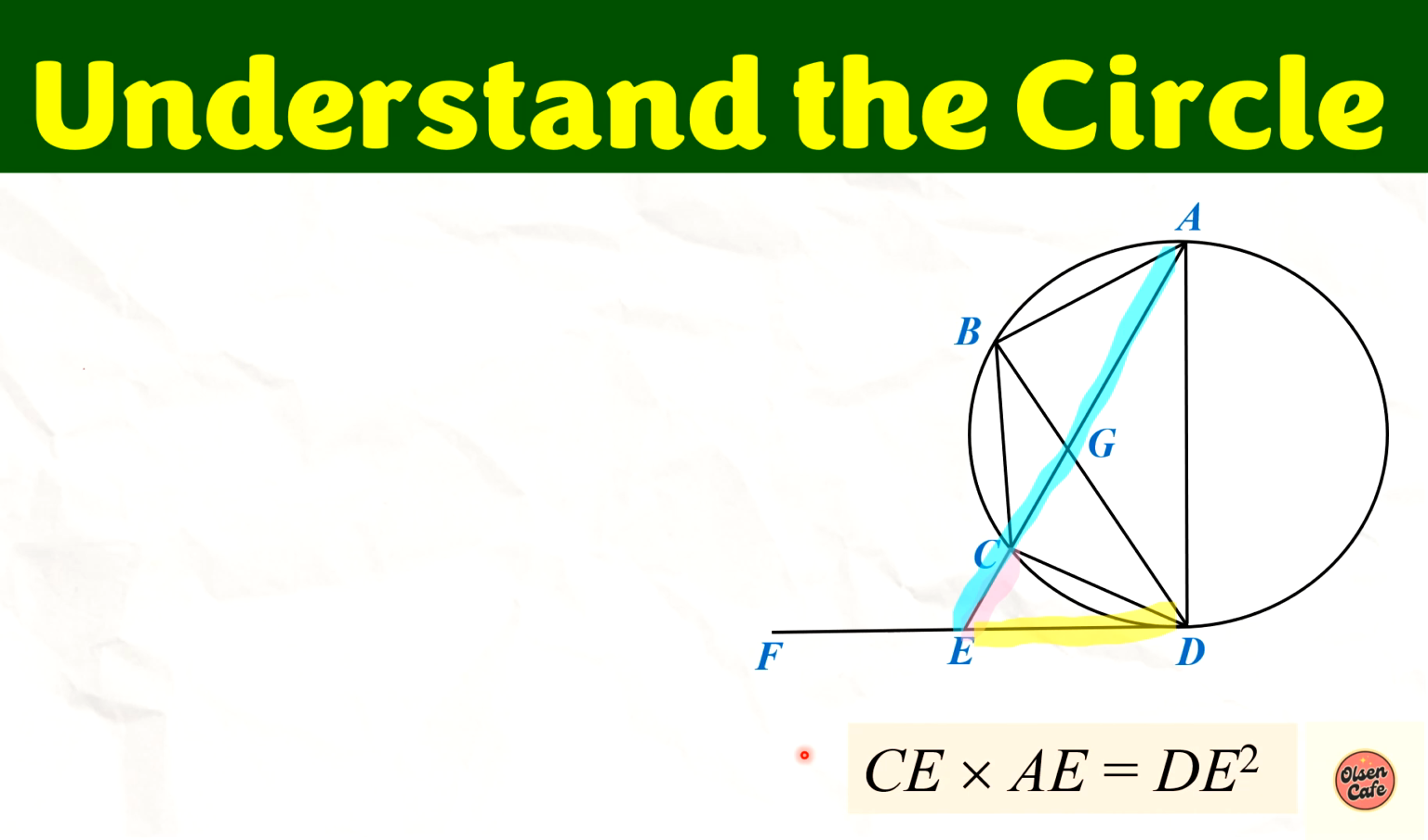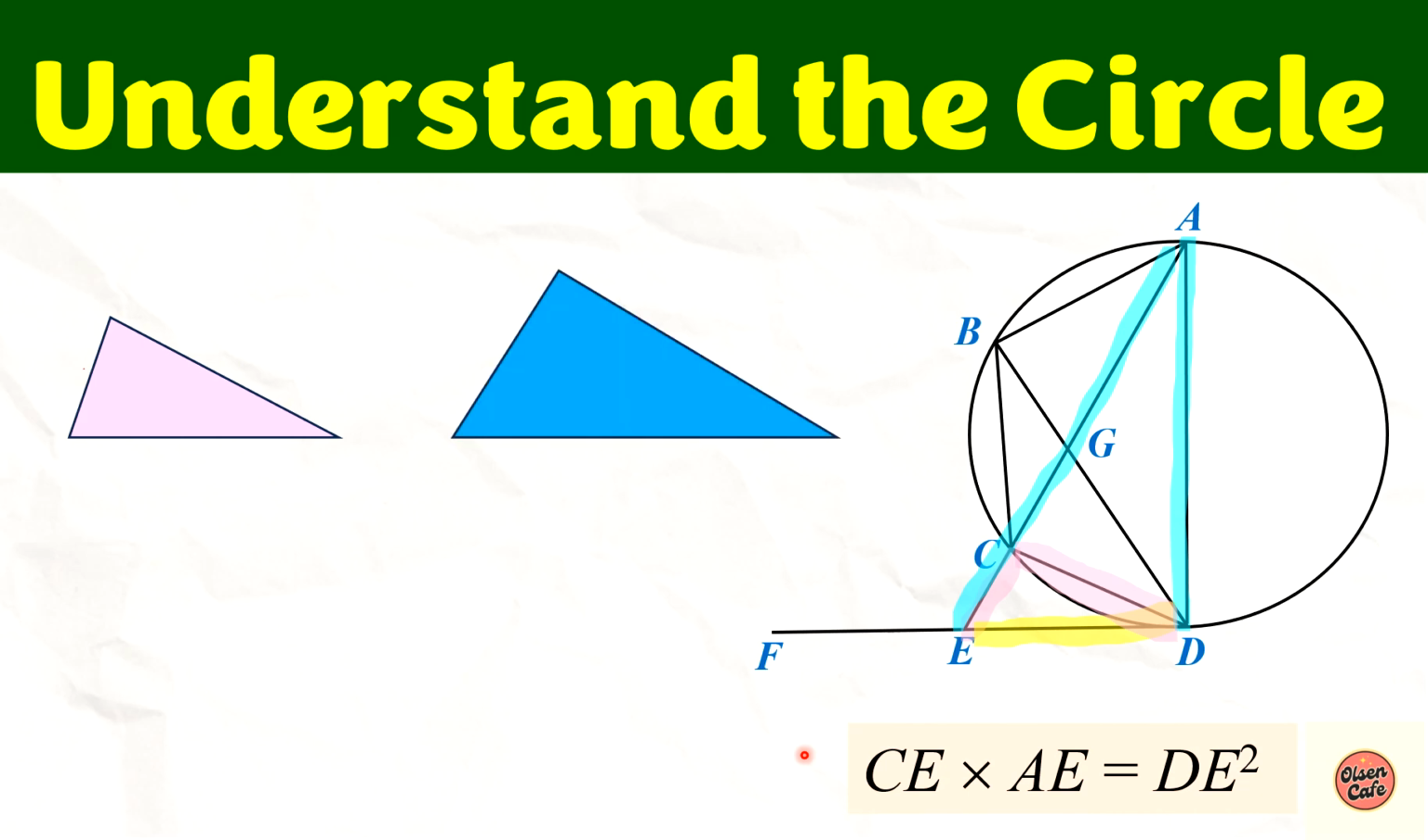So over here, you may already notice that there are two triangles involved, namely triangle CDE and triangle ADE. Now, are you able to see that these two triangles are actually similar? Let's prove it. What I'm going to do is separate out the two triangles. So let me draw out the small triangle CDE and the bigger triangle ADE.